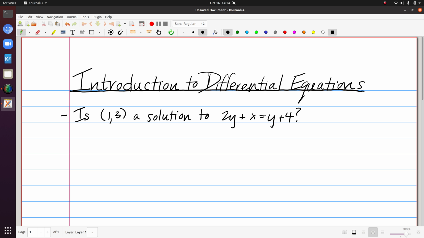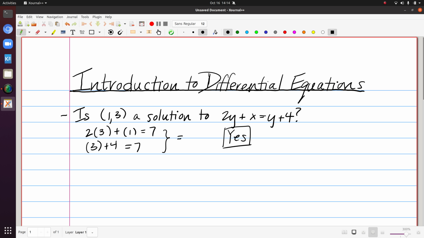So I would try 2 times 3 plus 1 on the left-hand side. And of course, that's going to give me 7. And on the right-hand side, we would have 3 plus 4, and that gives me 7. So because we get the same thing on the left and the right-hand side when I substitute in the proposed solution, this tells me that yes, this would be a solution to this equation.